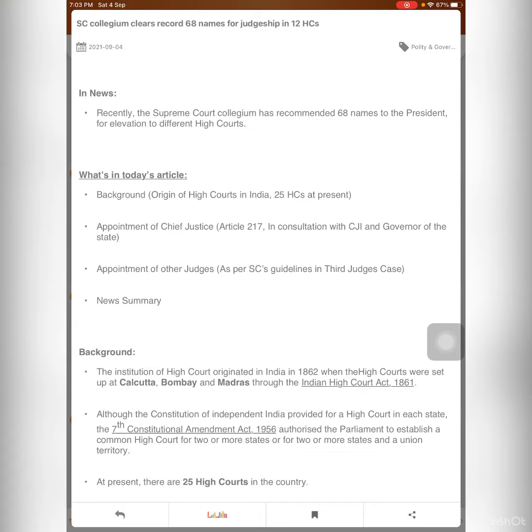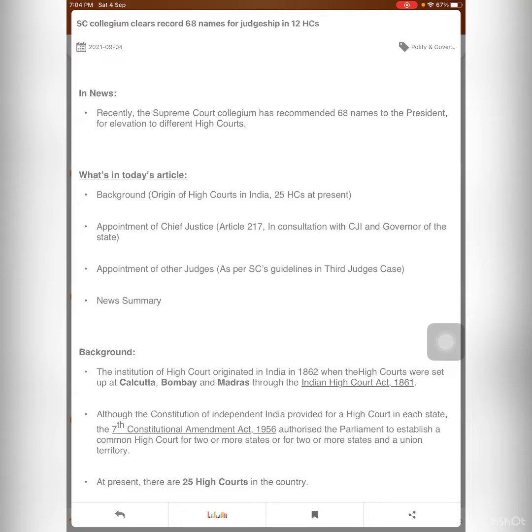Number of High Courts in India: 25 HCs at present. Appointment of Chief Justice, Article 217: in consultation with the CJI and the Governor of the State. Appointment of other judges: as per the SC's guidelines in the Third Judges Case.